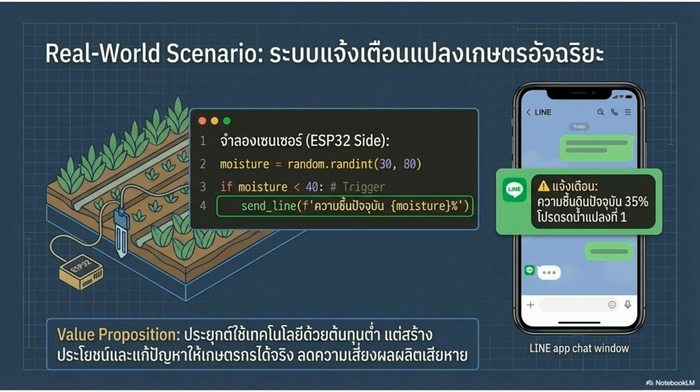In this real-world smart agriculture scenario, the ESP32 measures simulated moisture data. If the moisture level drops below 40%, a Line notification is triggered, instructing the user to water the plants.